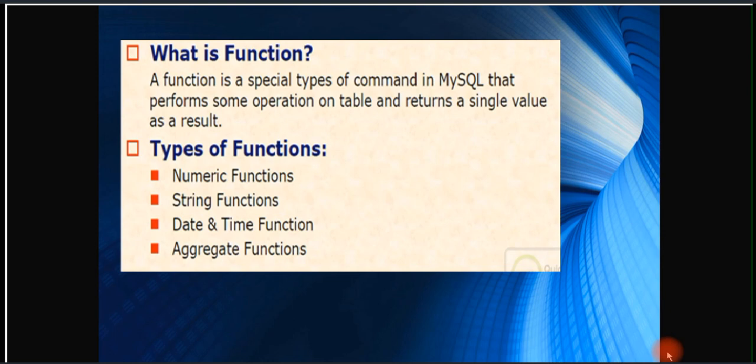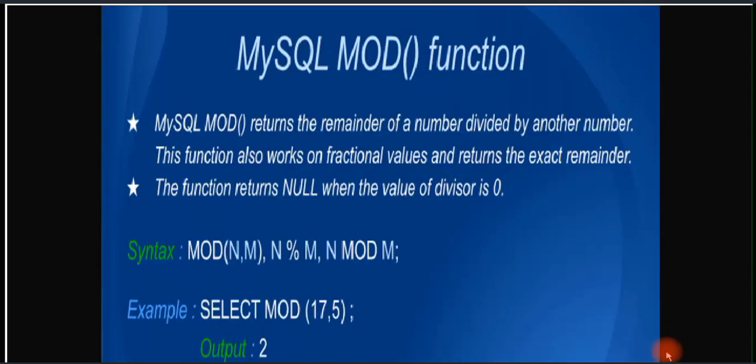So without wasting time, let's begin with the first function, the mod function. The full form of mod function is modulus. When we are dividing one number by a second number, the answer we get is the quotient. But if we are not dividing further with the help of fractions, then we also get a remainder. So the mod function is used to find out the remainder value. In this example, if I am dividing 17 by 5, 5 threes are 15, so the remainder will be 2. This is the mod function that I can show you practically.